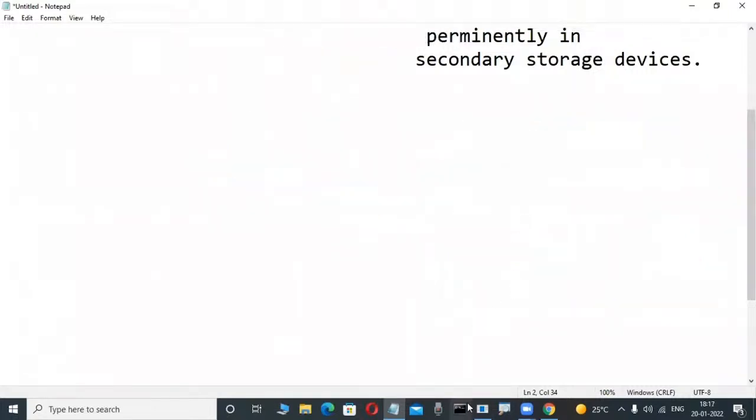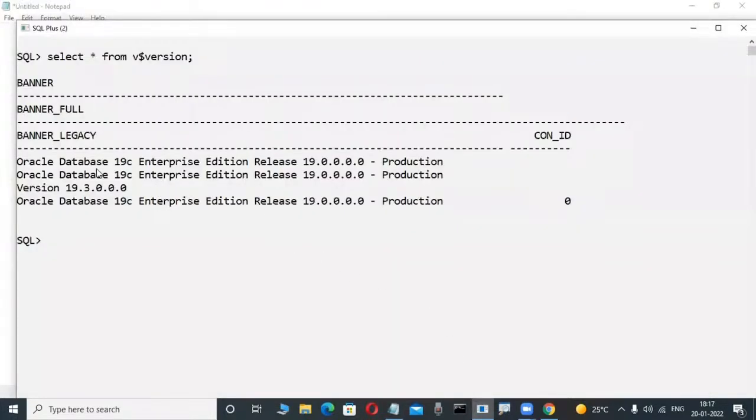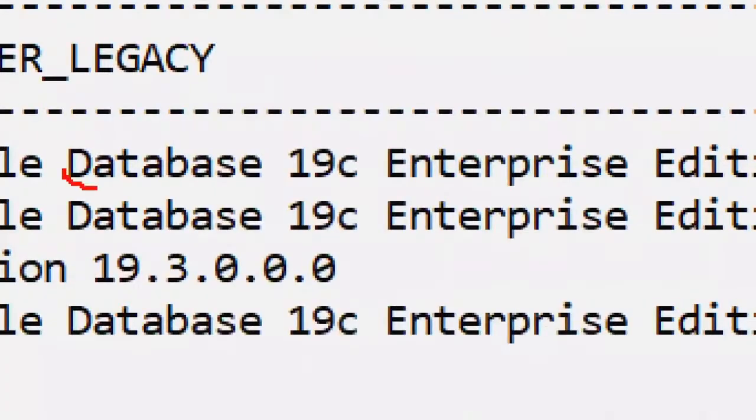Now check it out, concentrate here. For example, don't worry, suppose this is an Oracle database.